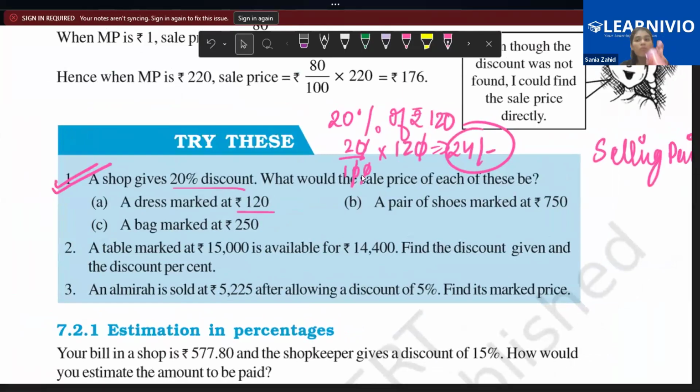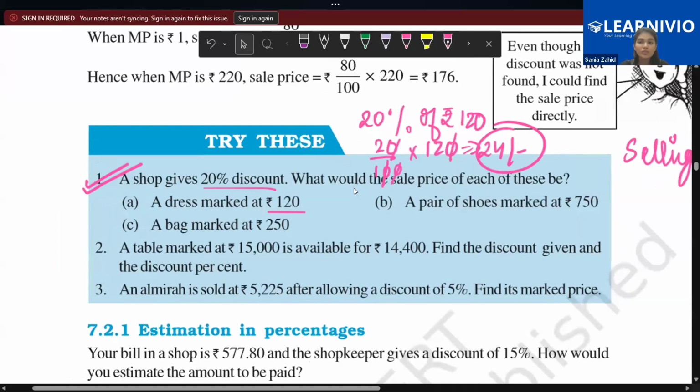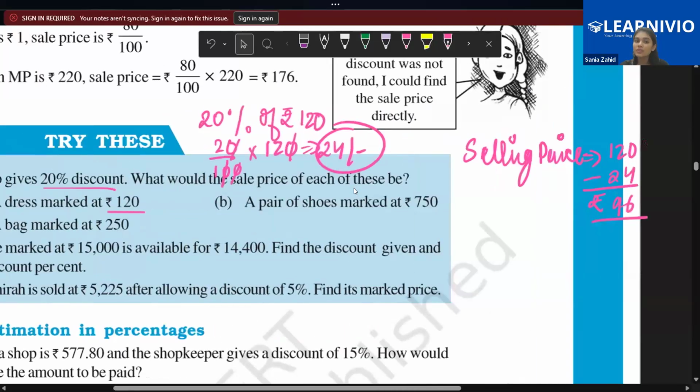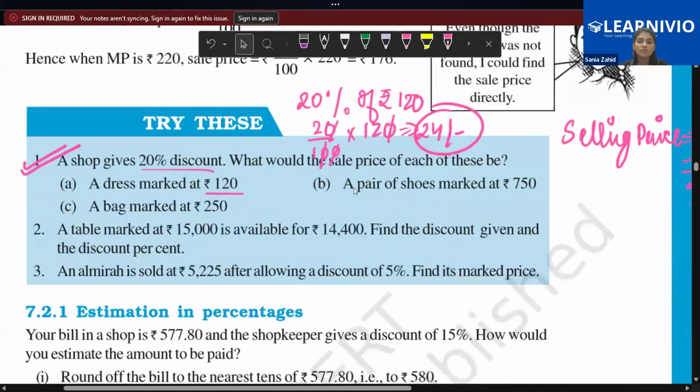Ma'am, actually, I thought to do this question like discount percentage is equal to MP minus SP rate. So here I thought the question is reverse. Discount percentage is given, MP is given, and we have to find SP. The formula that you're saying, that is not for discount percentage. That is for discount amount, like 24 rupees. If 24 rupees was given to you, then you can use it. Okay, but your percentage is. Yes.